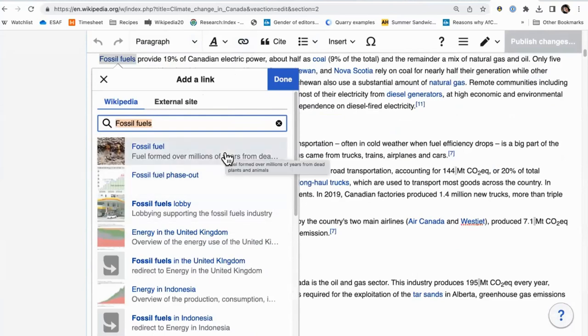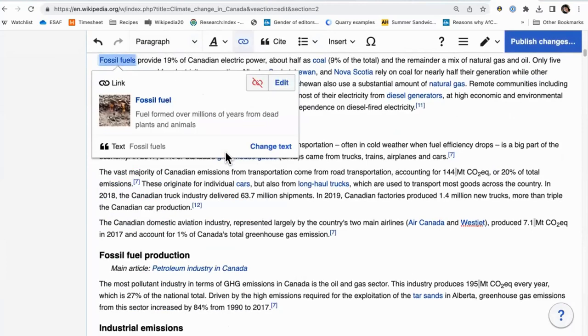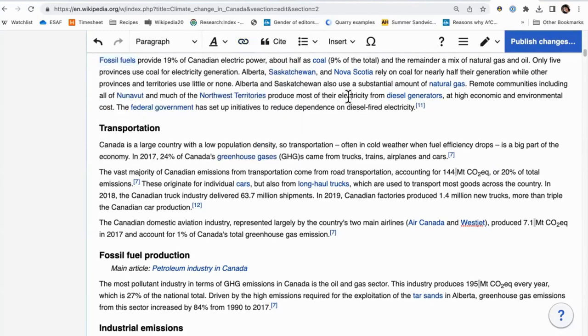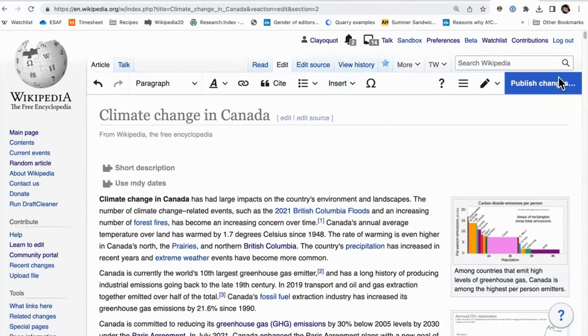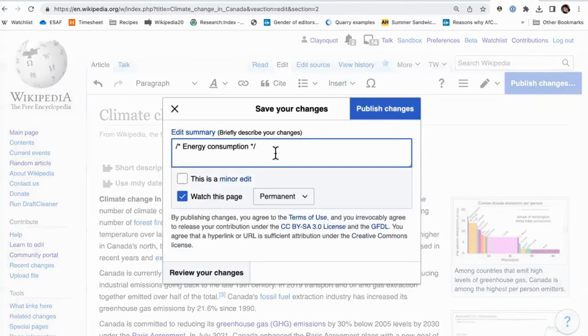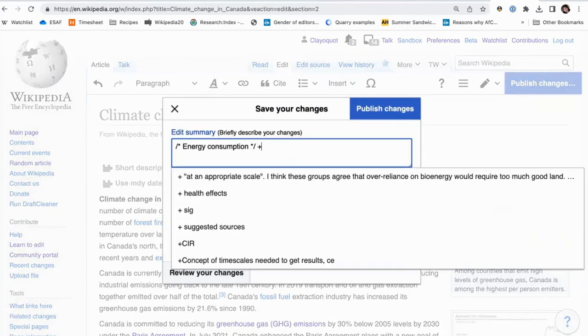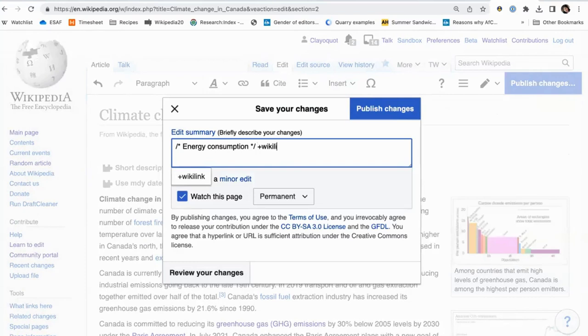So I want it to link to this main article on fossil fuels. Okay, so I'm going to click that and that's it. I can just click away. I'm going to click my publish changes button and say, plus add wiki link. So that's my edit summary, just explaining to people that I've added a wiki link.